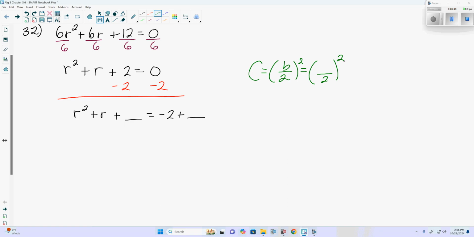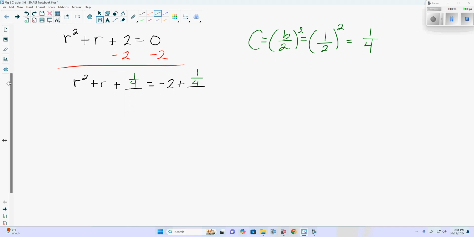Now I feel like you're probably comfortable enough getting to this point here. Yes? Now the value of b is what? 1. So when we find b over 2 squared, we plug 1 in and get 1 over 2 squared. Does 1 over 2 reduce nicely? No. So we'll leave it as 1/2. Now 1/2 squared is 1/4. So we're going to plug 1/4 back in both spots.